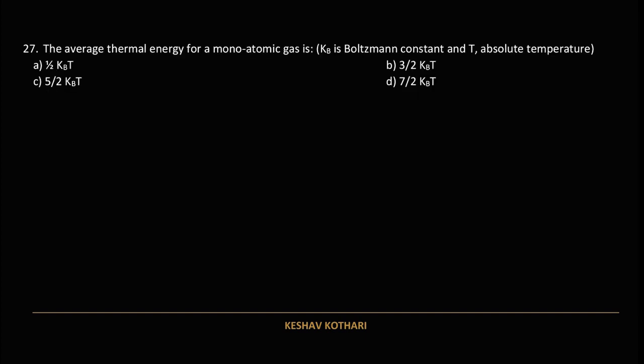Problem number 27, the average thermal energy for a monoatomic gas is, so it is very simple, 3 by 2 kBT. That is, option B is correct. It is a known formula, 3 by 2 kBT. Let us move to the next problem.